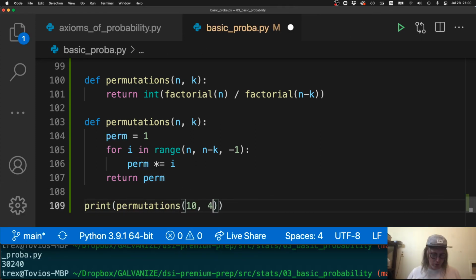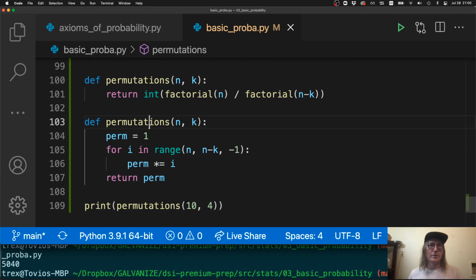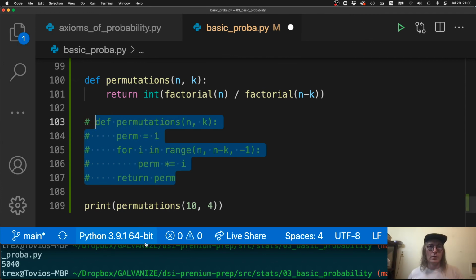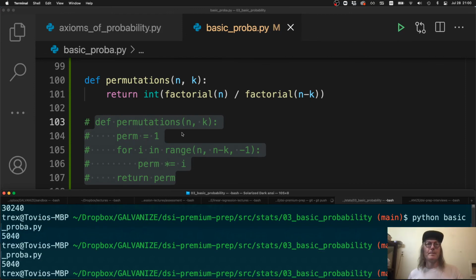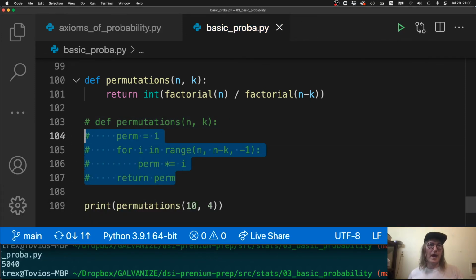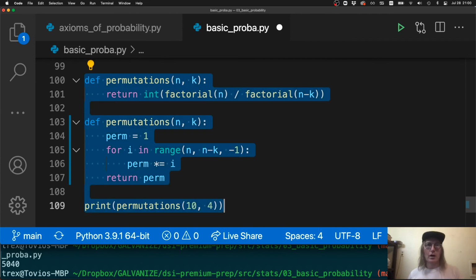10 permute 4, which should be 5040, right? And let me just make sure that I don't have an error in the other one. Okay, great. And we can go back over this slightly more optimal version next time.